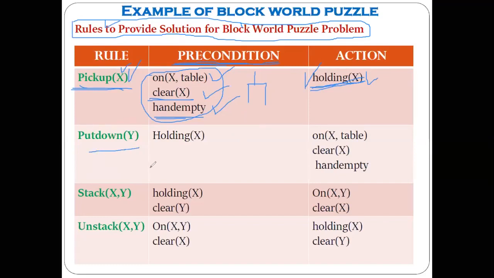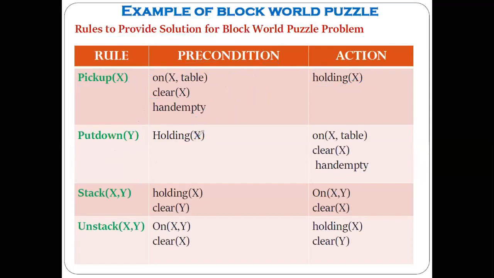Second rule is put down Y. Y is also another block. Put down Y. Now, what is the precondition for putting down Y? When you can put down Y, here I should write Y, okay, by mistake. If the robot has to put the Y block down, it must first be holding it. Yes or no? Yes, sir. So precondition is holding Y. Holding Y is necessary there. Then what action can be taken to put down Y?